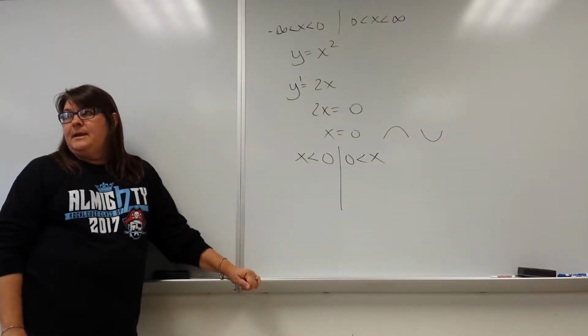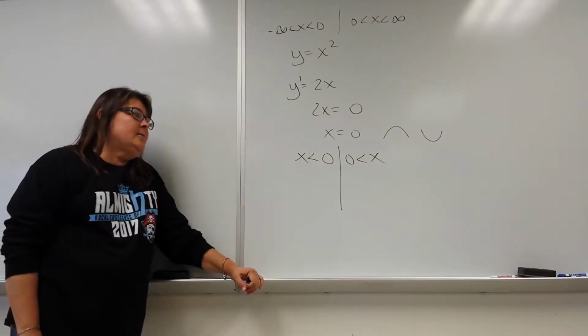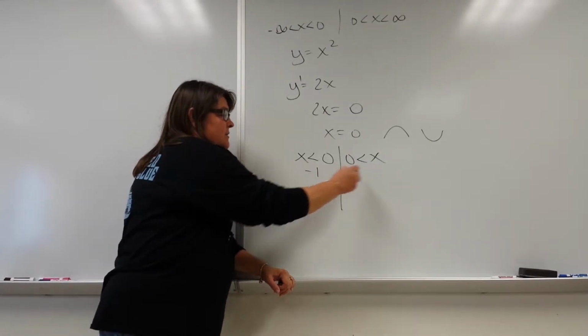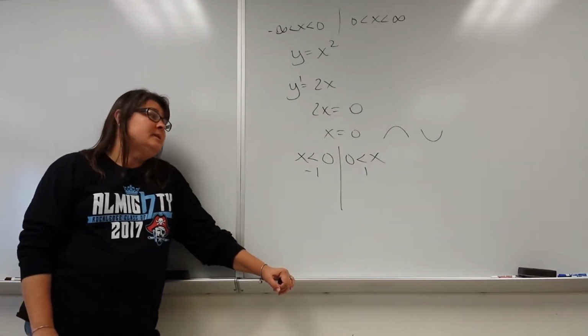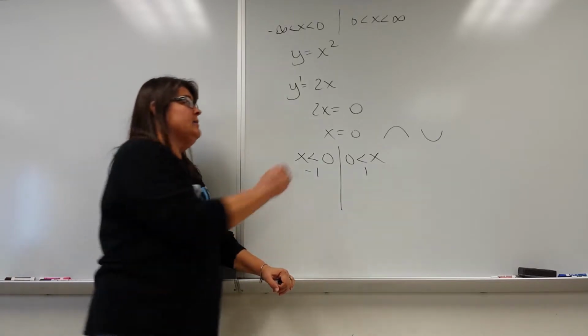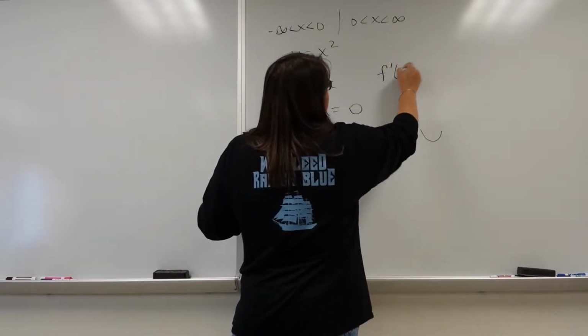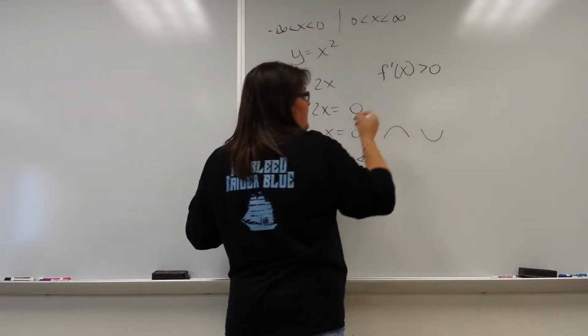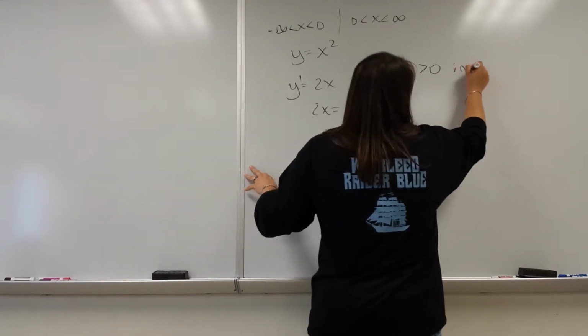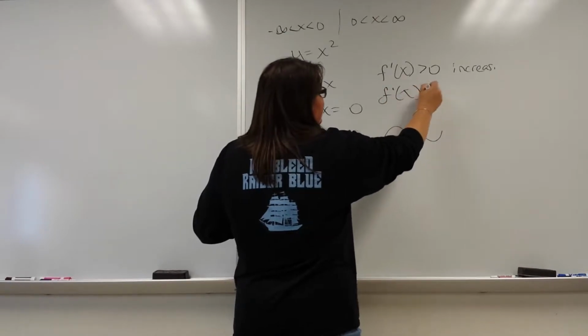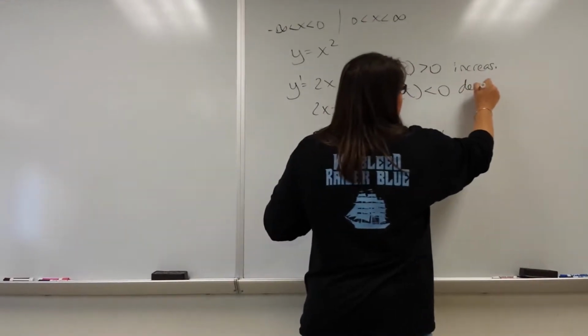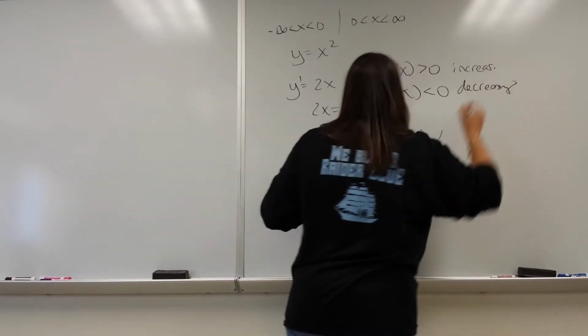Remember, your numbers have to meet up. Okay, pick a number that falls into each of these categories. So those are the examples, easy ones. Plug them into the first derivative because when the first derivative is bigger than 0, positive, it's increasing. When the first derivative is less than 0, negative, it's decreasing.